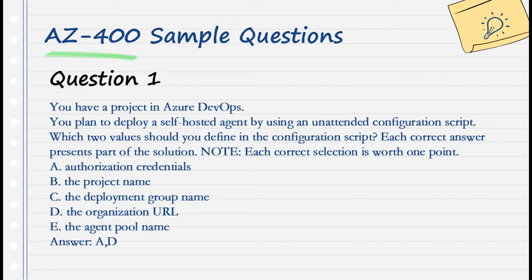A. Authorization credentials. B. The project name. C. The deployment group name. D. The organization URL. E. The agent pool name. Answer: A, D.